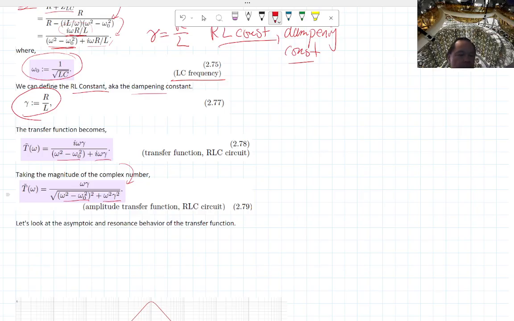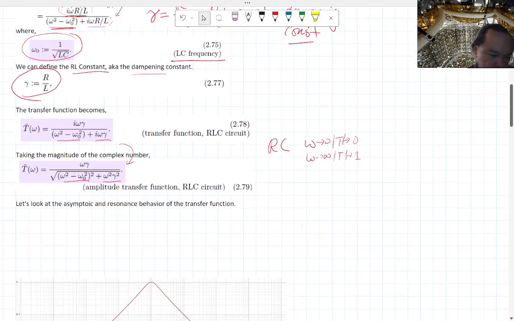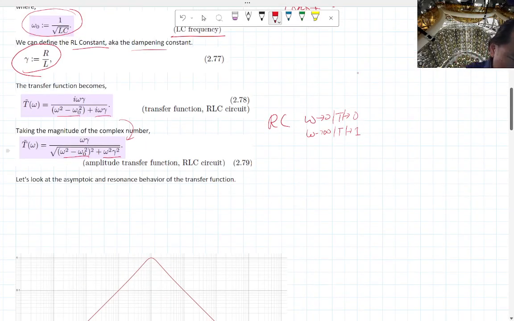So we're going to look at the asymptotic behavior of this transfer function, just as a reminder. When we did the RC circuit, as omega goes to 0, the transfer function goes to 0, since it's a high pass filter, and as omega goes to infinity, the transfer function goes to 1. We'll see if this also happens with this particular circuit. So the transfer function as omega goes to 0, I'm going to do a little board erase kind of algebra here.